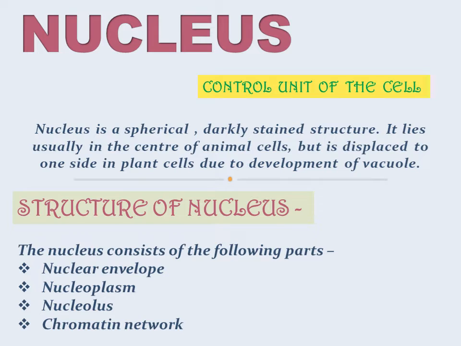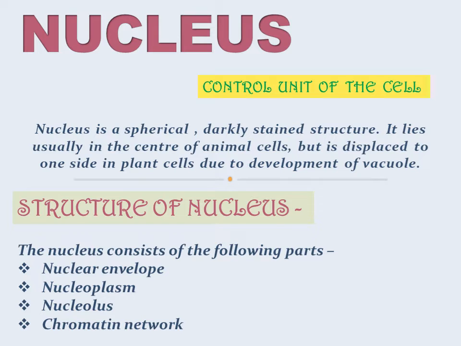Then third part is nucleolus. Nucleolus is a spherical structure that contains RNA or certain ribosomes and proteins. Then fourth part is chromatin network. Chromatin network is actually the genetic material that is responsible for inheritance within the living beings. Why are we saying chromatin network? Because you must have read earlier that chromosomes are present which are responsible for acquiring genes.